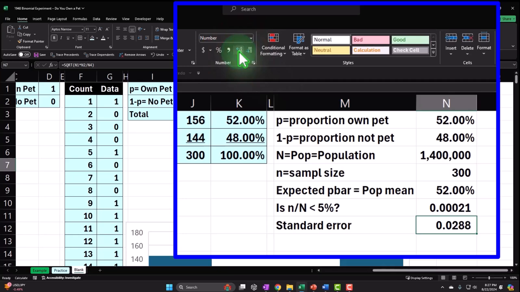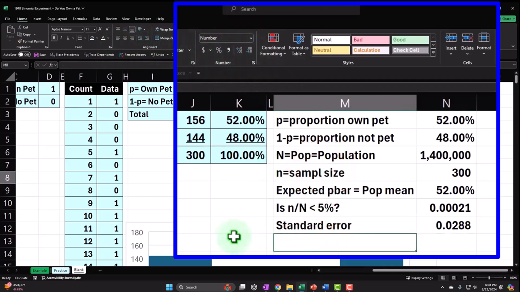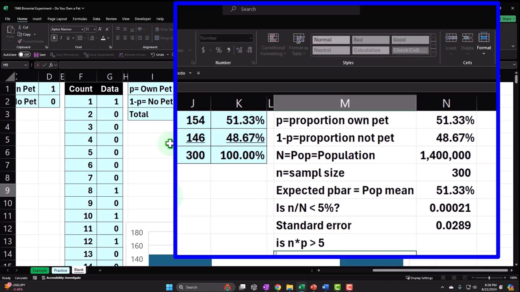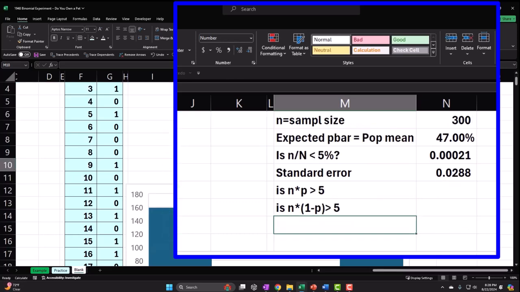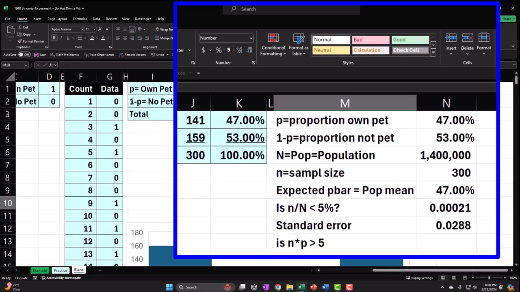Decimalize to recognize. And then we have another check figure that we might use: is n times p greater than 5, and is n times 1 minus p greater than 5? Now this is a double check to see whether or not this distribution will tend towards a bell-shaped curve.